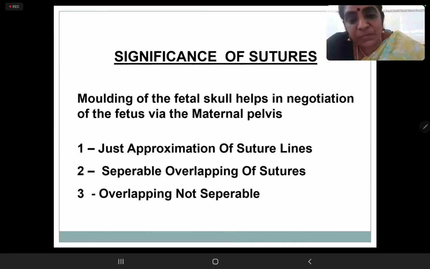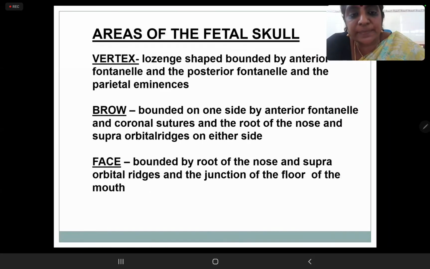Okay, what is the significance of the sutures? This is for molding. When you want to know whether there is severe molding, we palpate along the sutures. When there is first degree molding, it is just approximation of sutures, which is normal. In second degree, it's separable overlap, but worse, or a bad diagnosis, is overlapping with not separable sutures.